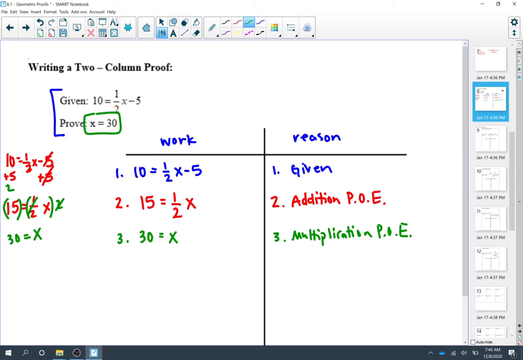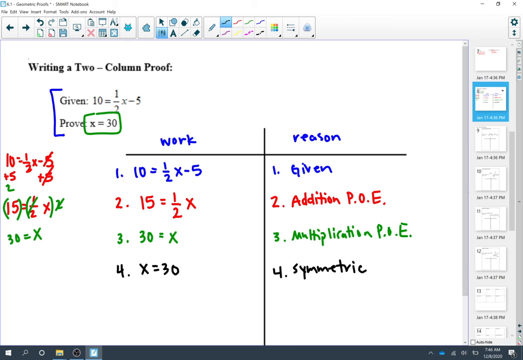And then I'm looking at this, and then I'm looking at what I'm supposed to prove. Are those exactly the same? And the answer there is no. We have it flipped. So we actually need one more step here, step 4. I'm going to flip it to x equals 30. And why, what property or reason allows me to do that when I flip it? And that is your symmetric. And then there is your proof.